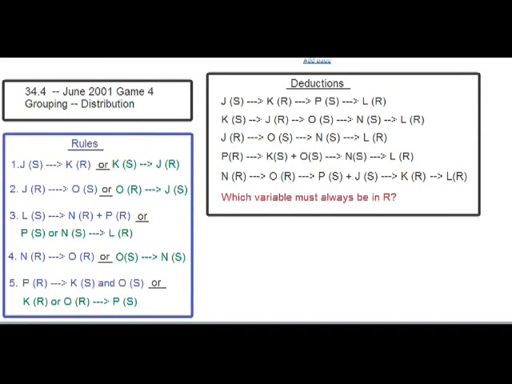Let's look at Prep Test 34 Game 4, which is from June 2001. This is a grouping game where we have 6 doctors, and we're supposed to put each one of the doctors into one of 2 clinics, either Soderton or Ransborough. Each doctor is going to go to exactly one of these clinics, right? So everyone has to be used, and each can be used only one time.